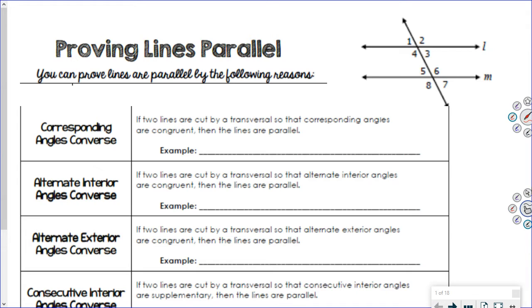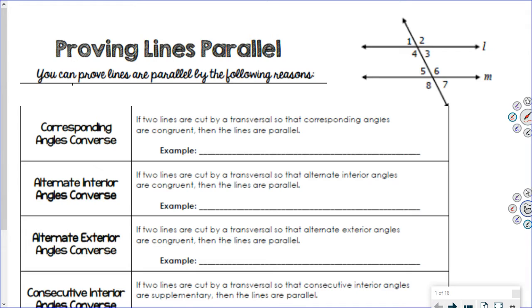So before, what we knew is we knew lines were parallel, then we knew that we could make some conclusions about angles. Now we're going the other way around. We are going to look at what do we know about the angles and can we show that the lines are parallel. So in other words, we are just flipping what we're starting with. The concept is still the same though.